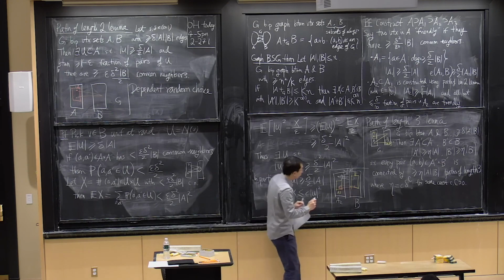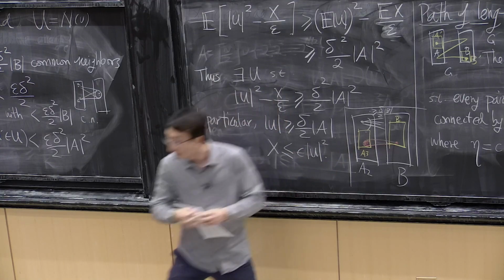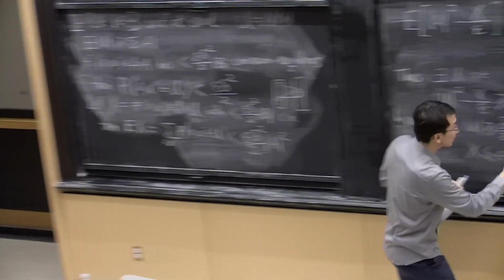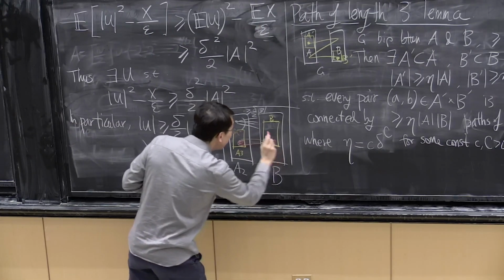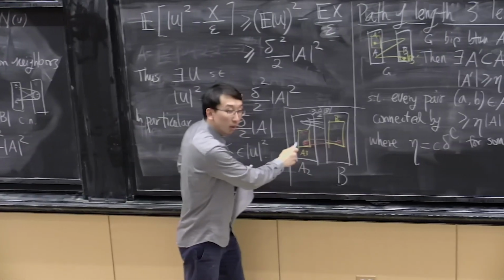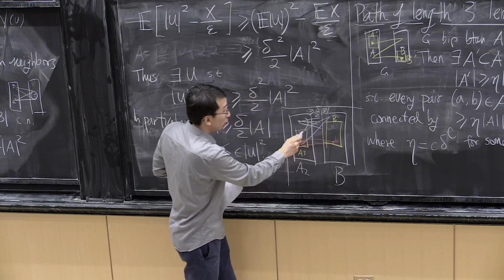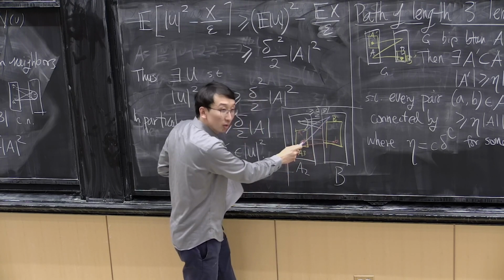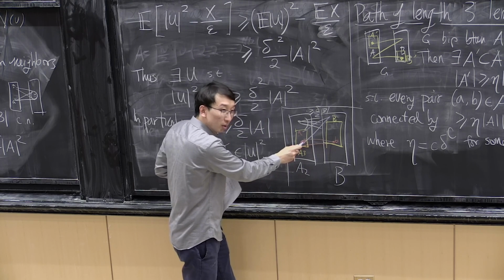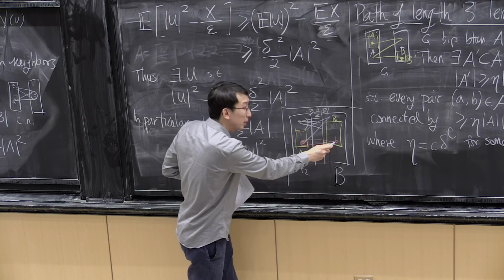So to finish off, what does it mean for A? This vertex is A, this vertex is B. What does it mean for A to be friendly to all of these shaded elements? It means that there are lots of paths from A to each of these elements. And then we can finish off the path going back to B.